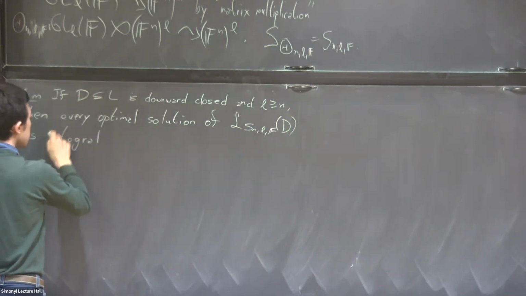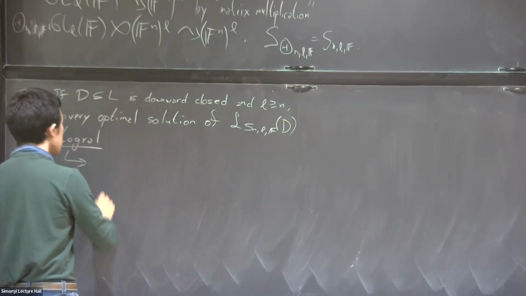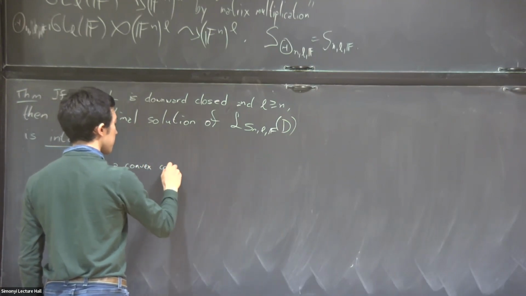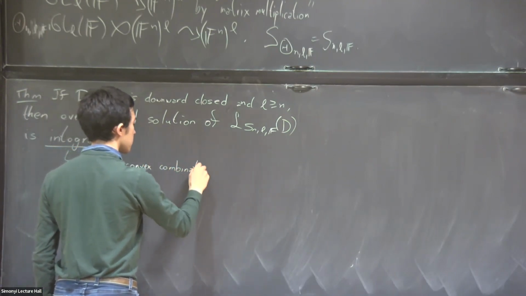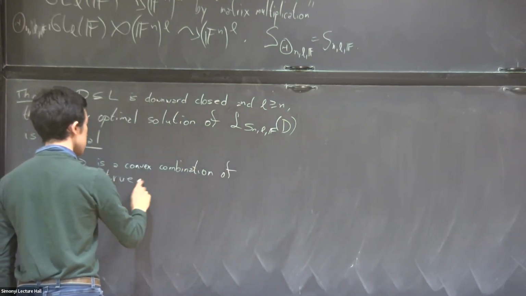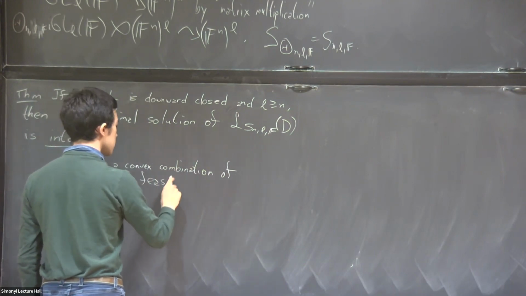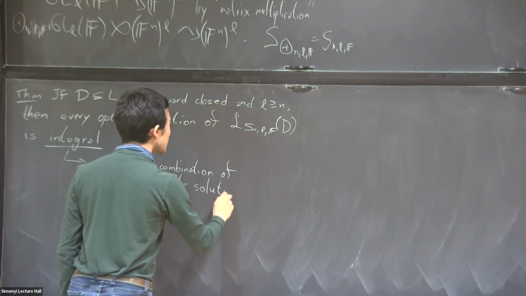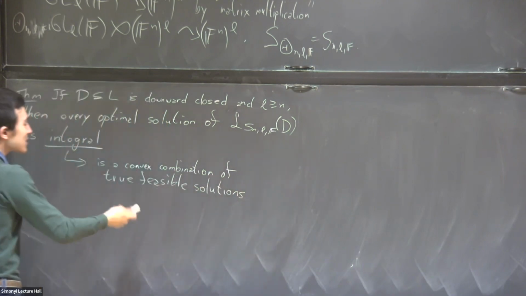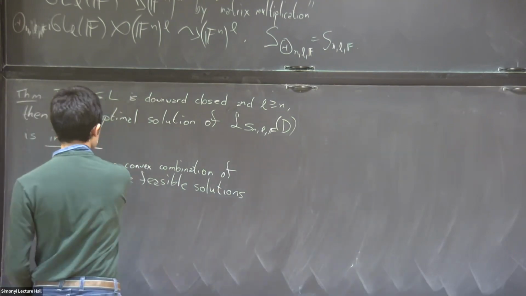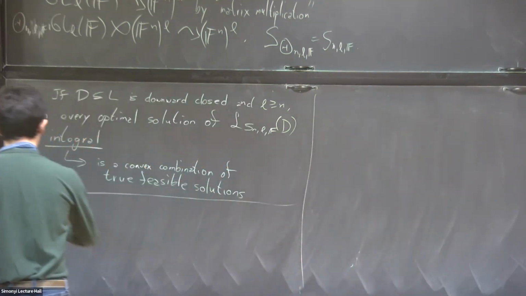So what do I mean by integral? By integral, what I mean is that it is a convex combination of true feasible solutions. Feasible solutions is obvious, what feasible means. I will say what true solutions are. True solutions are anything that actually comes from an actual code. So what are these solutions? Let's just review.